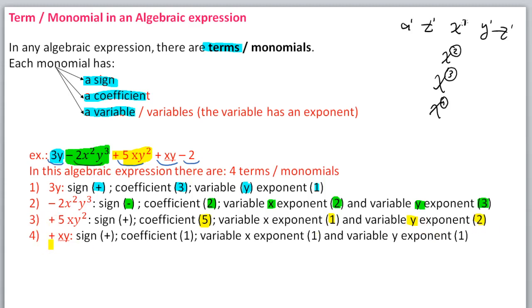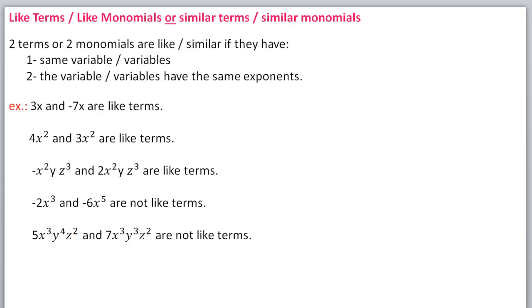Plus xy, the sign is positive, coefficient 1, variable x with exponent 1, variable y with exponent 1. And minus 2, it's just a number. Done? Okay, so let's go to the next one.